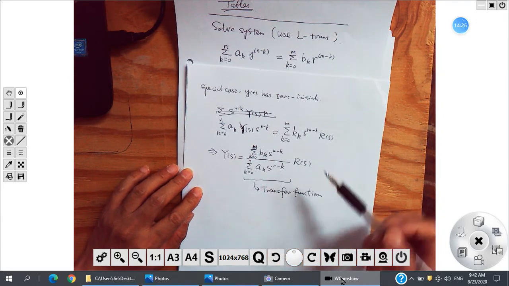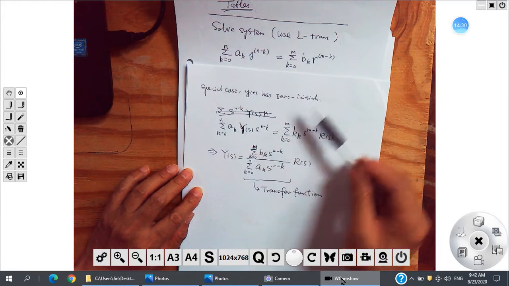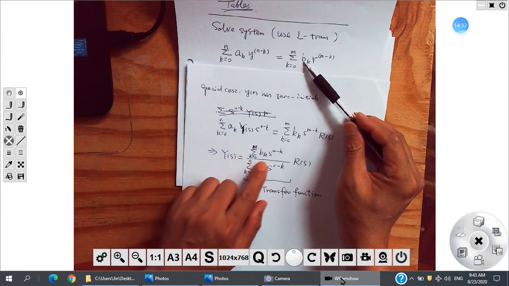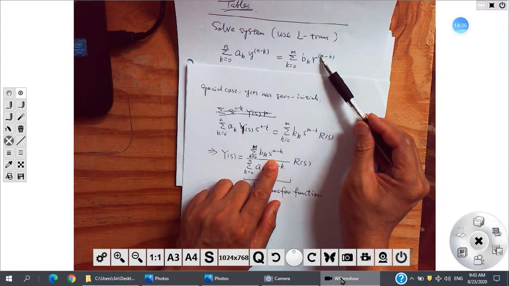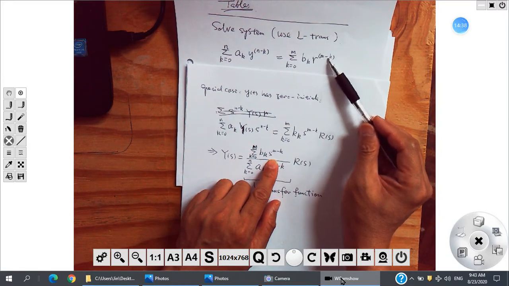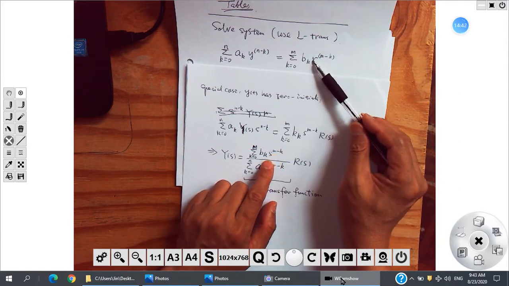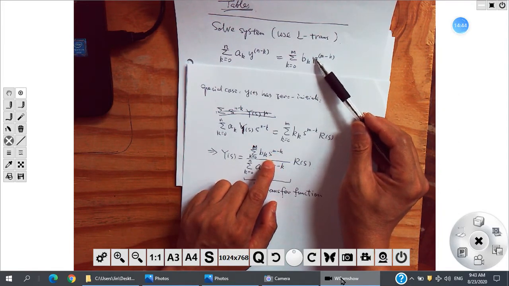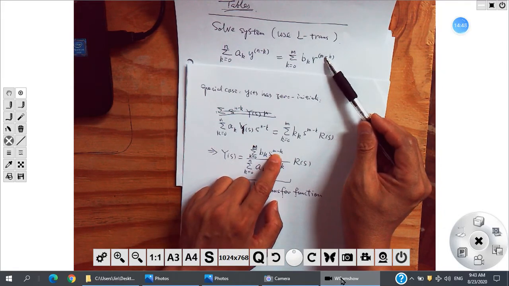Look at it. What is the numerator? It is just this part, right? The bk, and this is r to the n minus k derivative. Now it is s to the n minus k. So you replace this function by s. Derivative is just the power of s. Okay, this is the numerator.